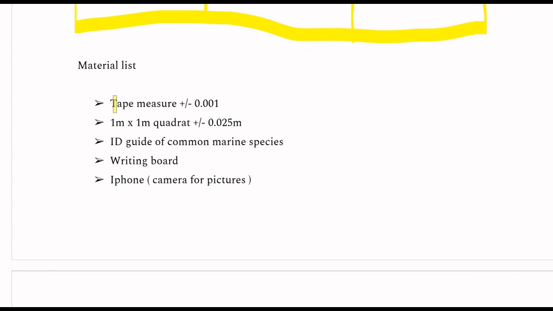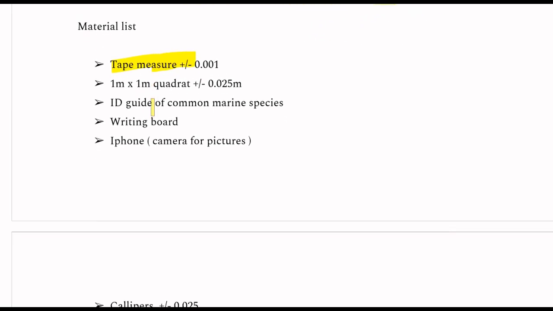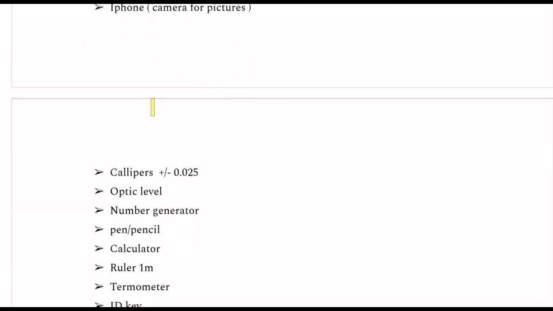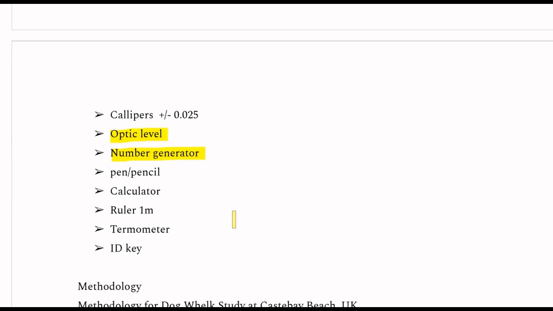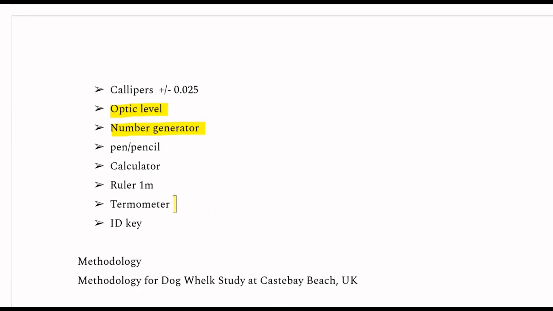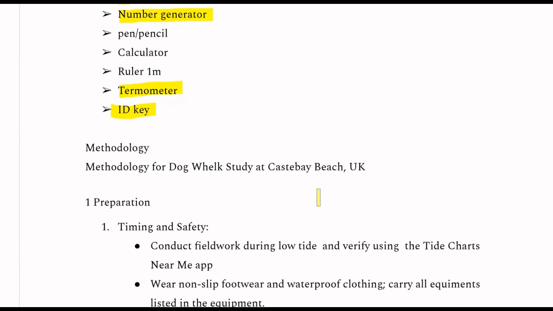Materials list. Tape measure. Really? What tape measure? Need a bit of detail. Coming down here, okay, optic level. We need more details. There's lots of different models of number generator. What is this? I think you mean a random number generator app, or did you use ChatGPT, or what did you use? No details. What thermometer? What ID key? All of these things need details.